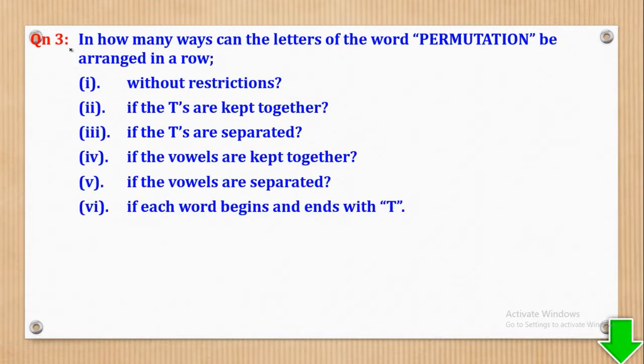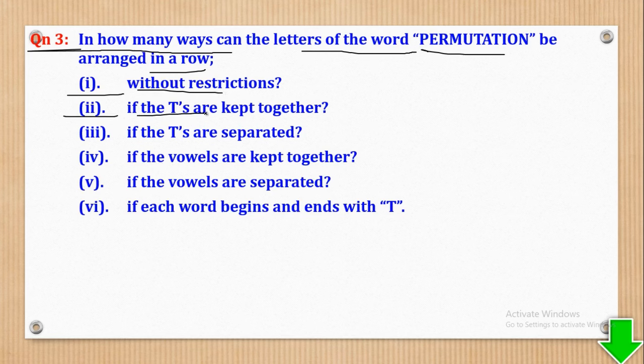Now we shall go to question 3, which says, in how many ways can the letters of the word permutation be arranged in a row, Roman 1, without restrictions, Roman 2, if the T's are kept together, Roman 3, if the T's are separated, Roman 4, if the vowels are kept together, Roman 5, if the vowels are separated, and Roman 6, if each word begins and ends with T.